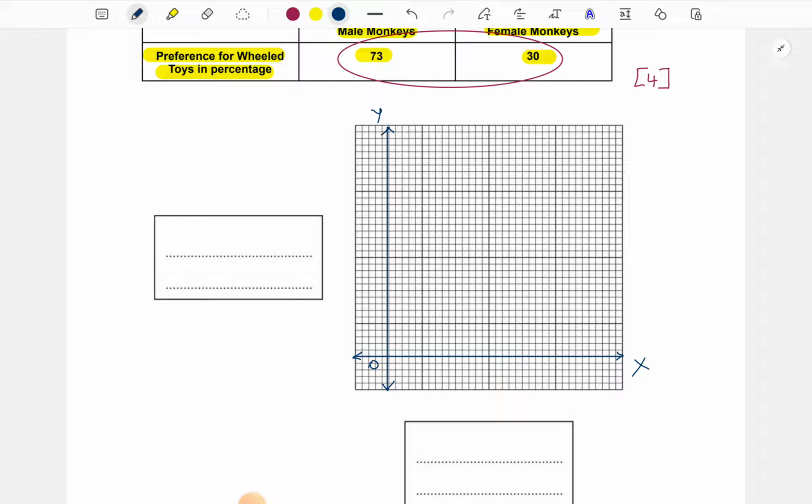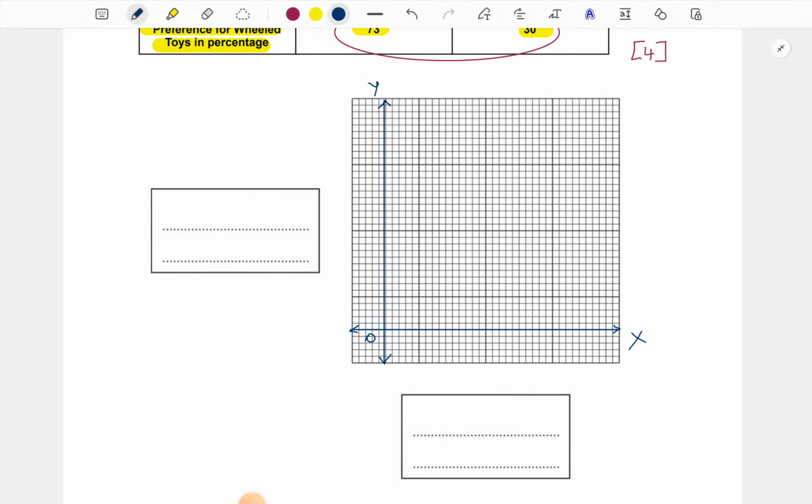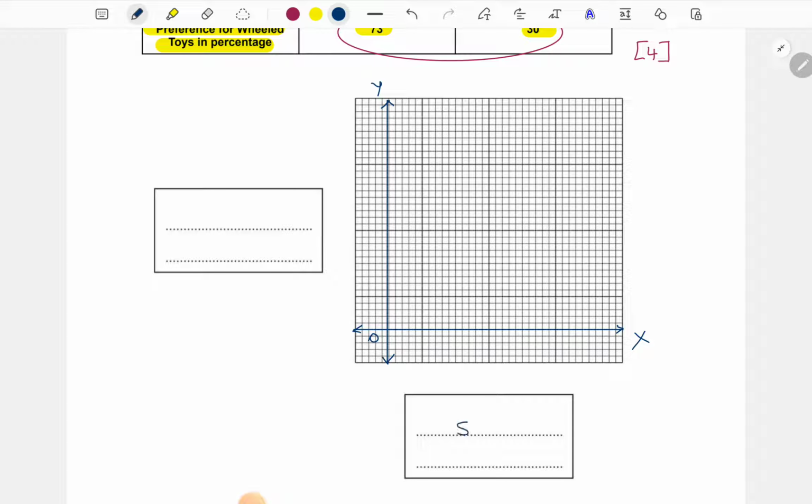On a bar graph, categories are always on the x-axis. Here we have 2 categories which indicate the sex of the monkeys. So we know 1 bar is going to be for male monkeys, 1 is going to be for female. So a good name for the x-axis is sex of monkeys. Many times in the paper itself they give you a name. So in that case you won't even have to think about it.